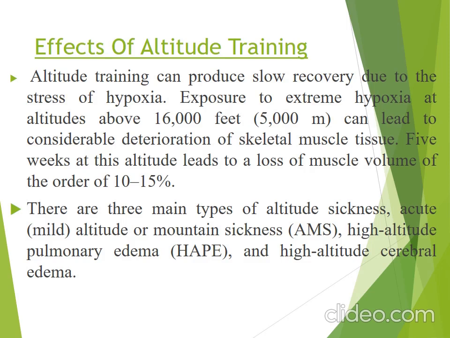There are three main types of altitude sickness. The first one is acute mild altitude or mountain sickness, that is AMS. The second one is high altitude pulmonary edema, which is commonly known as HAPE. And the third one is high altitude cerebral edema.